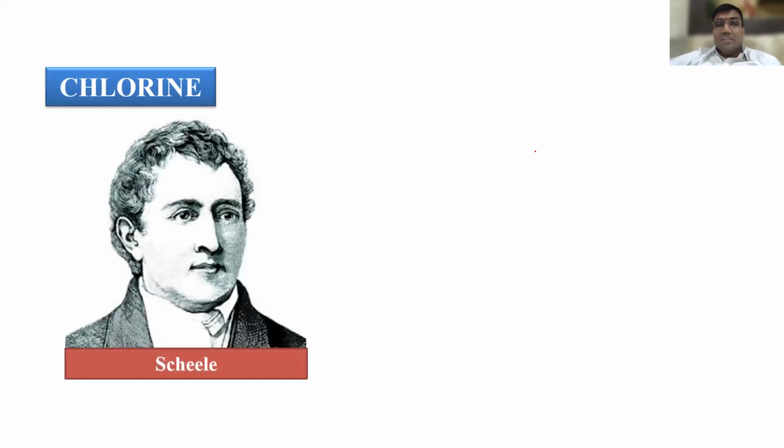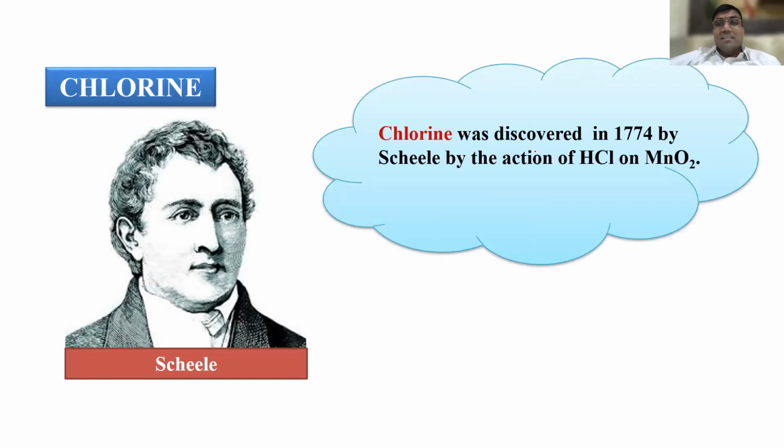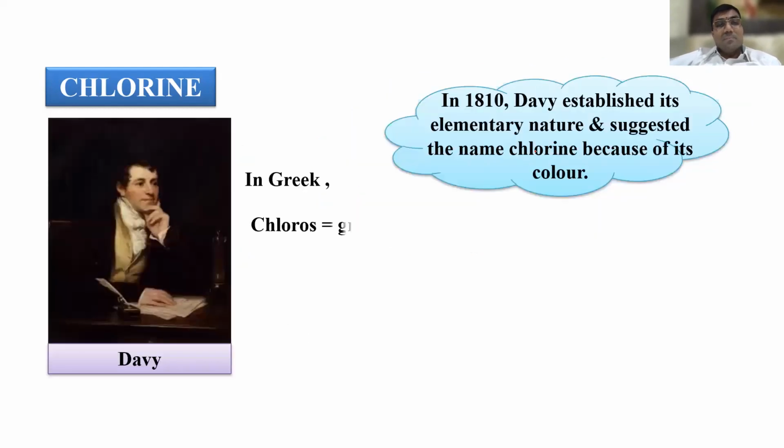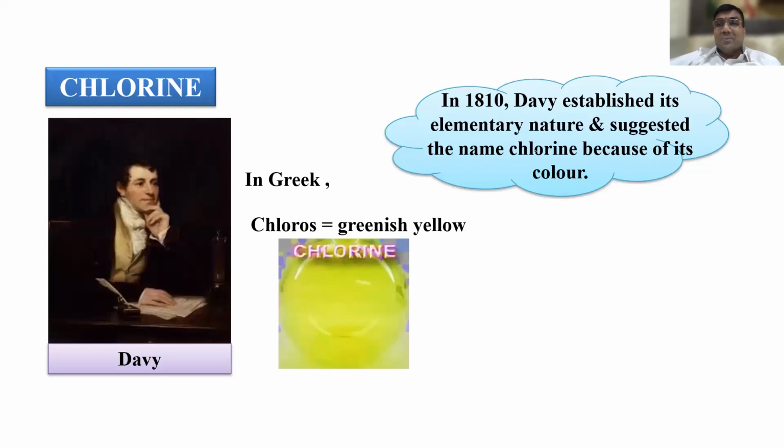Okay, so let us see the chemistry of chlorine. Who is this Scheele? He is the one who discovered it in 1774, by the action of HCl on MnO2, Deacon's process. Davy and others are the scientists who worked on this. They suggested the name chlorine because of its yellowish green color. Chloros means greenish yellow. We are working with the root so that you remember well.